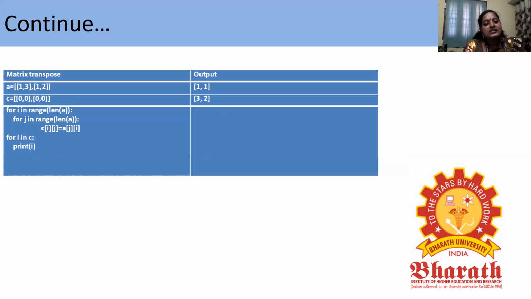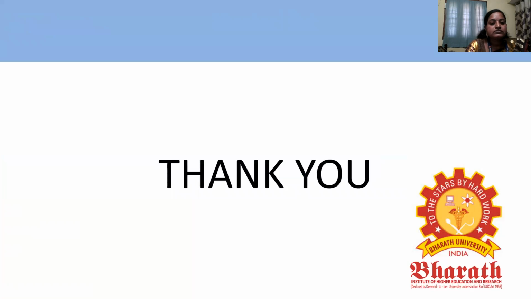So matrix transpose, same example. Instead of writing C of Ij equal to A of Ij, we are going to write C of Ij equal to A of Ji. So this also is printed in a single list, not as a nested list. So you will get 1, 1 and then 3, 2 as output. Thank you.